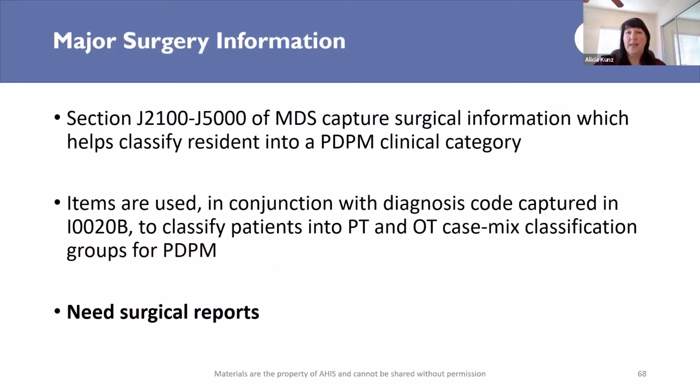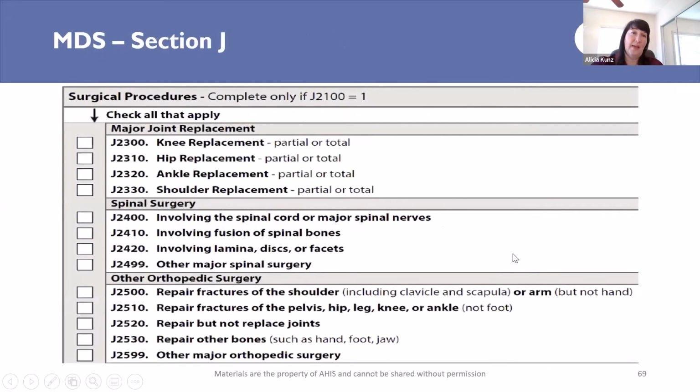For the MDS, there's a section J, and that's where you're going to enter the information about major surgery. And just know that you need to have the surgical reports in a lot of cases so that you're able to code accurately. And this is what that looks like. So you can see we've got a section here for major joint replacement, spinal surgery, orthopedic surgery, etc.